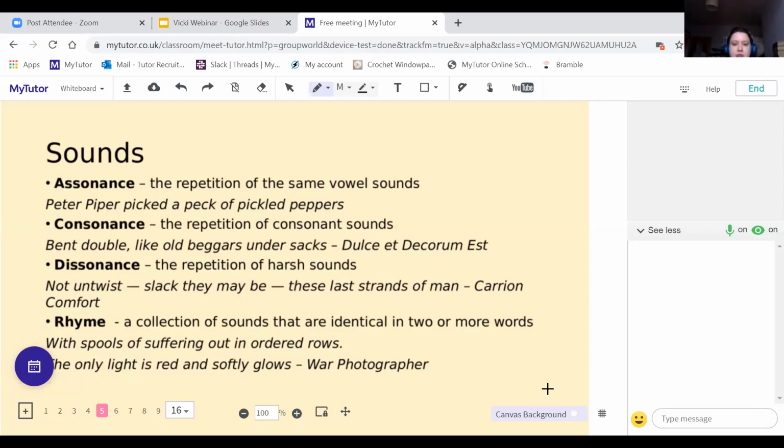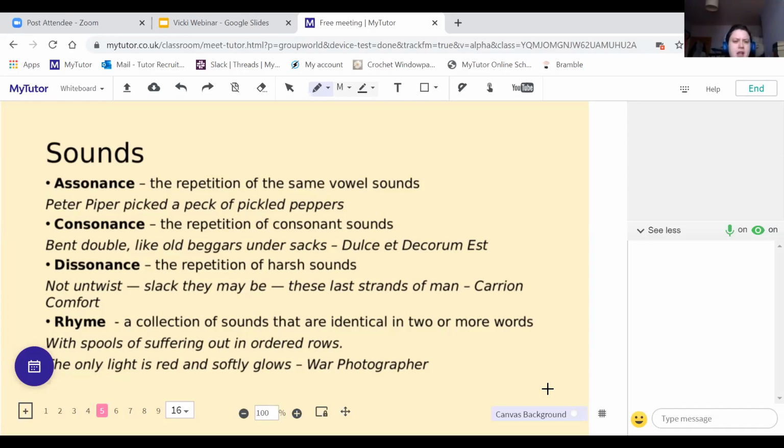We've got dissonance, so repetition of harsh sounds, so not untwist, slack they may be, these last strands of man. So we've got the t sound, the k sound, the l sound, are all quite harsh when you pile them all together. And rhyme, which I'm sure everyone knows, which is a collection of sounds that are identical, which go at the ends of words. So I've given rose and glows there as an example from War Photographer.